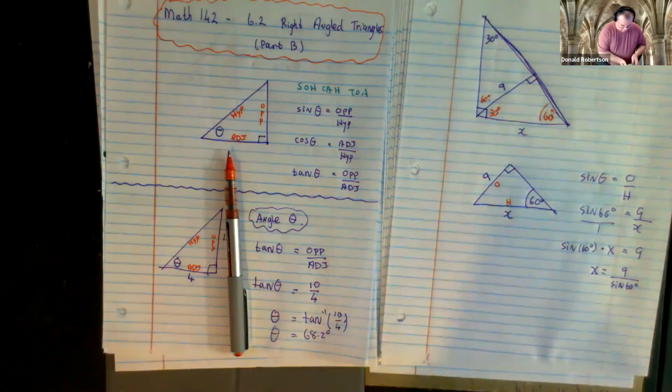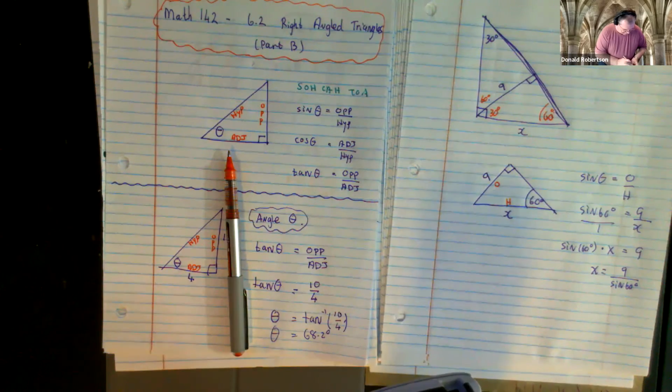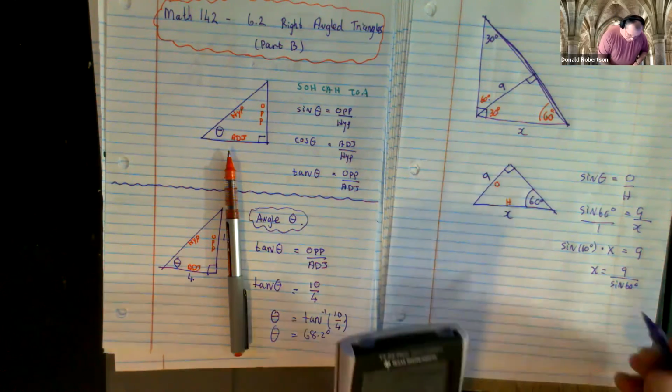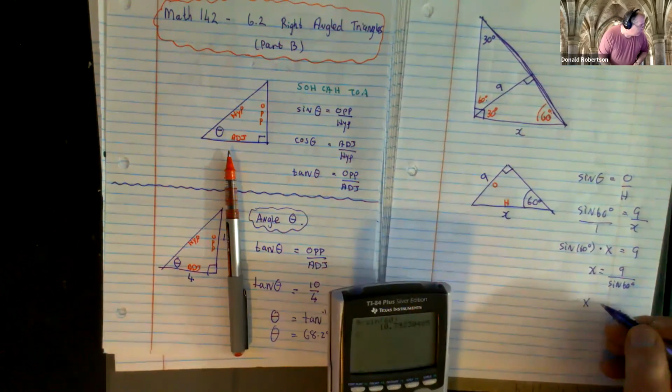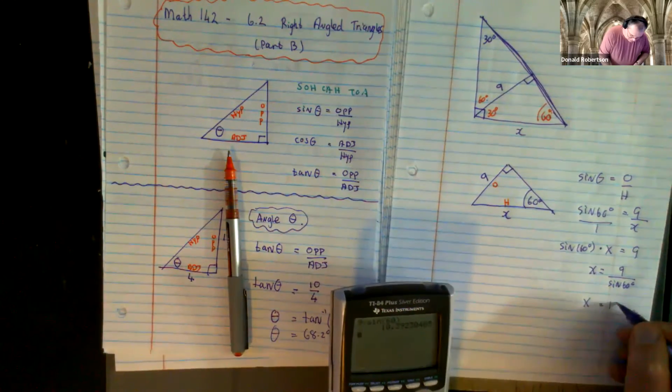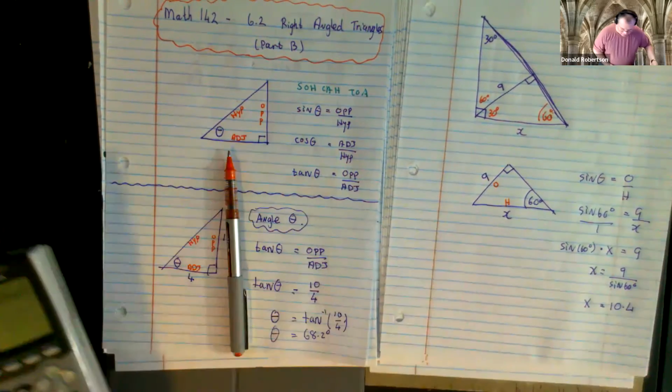So I'm going to go 9 divided by the sine of 60. And I am looking for, what is it, 1 decimal place? I am looking at 10.4.